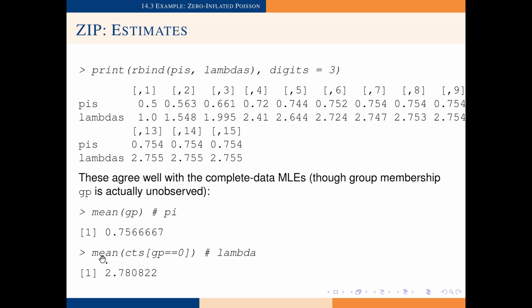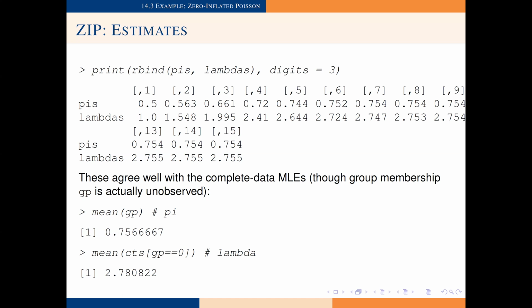If you take the individuals whose group is equal to 0, and you look at the mean of their counts of number of drinks, this is essentially the lambda, right? Or if you know the group membership, how you would compute the MLE of lambda. That's about 2.78. And you can see that it's very close to our lambda estimate we got from the EM algorithm.